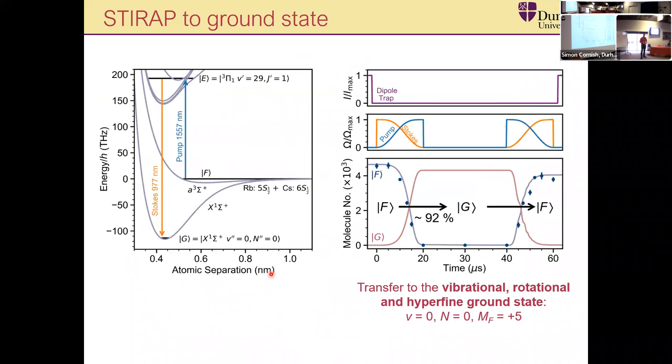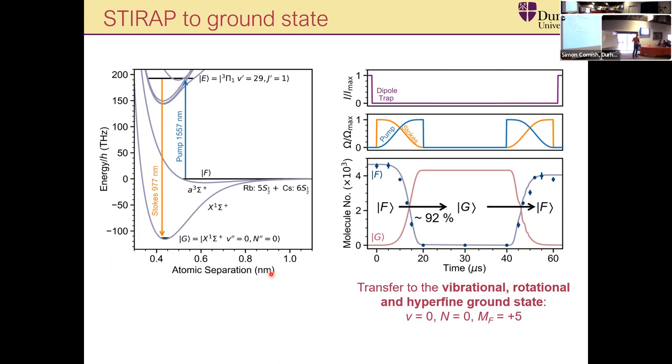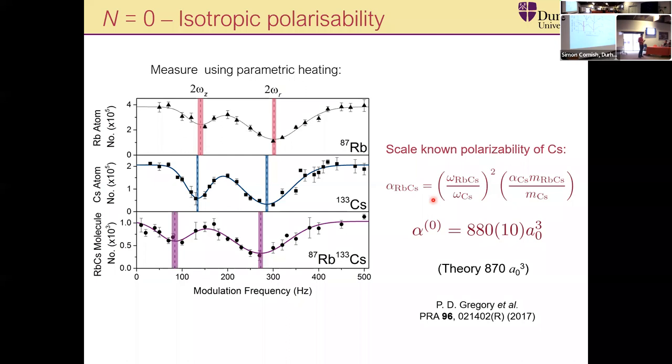So can we measure that? Yes, very easily. So everything I'm going to describe from now onwards essentially is: we do the STIRAP transfer, but in between, we turn the dipole trap back on. Okay? We can then vary the amount of time that we hold the molecules in the dipole trap. And as you'll see next time, of course, we can also then interrogate molecules with microwaves on the hyperfine states. So today, I'm only going to show you the isotropic polarizability, but you can measure that very easily. And we use this quite standard technique of parametric heating, where you modulate the trap. And when you hit twice the trap frequency, you boil everything out of the trap.